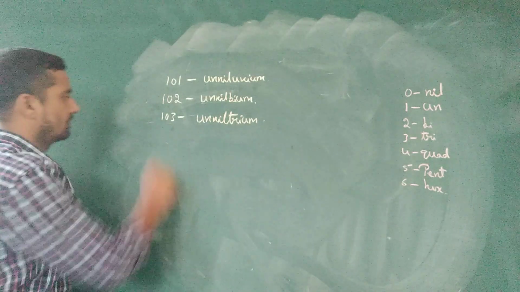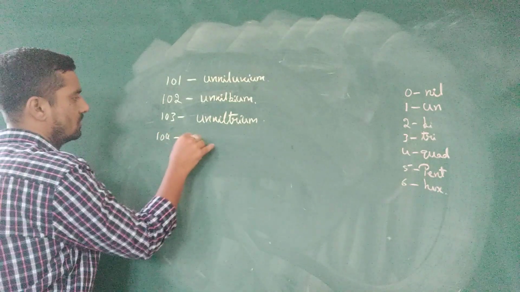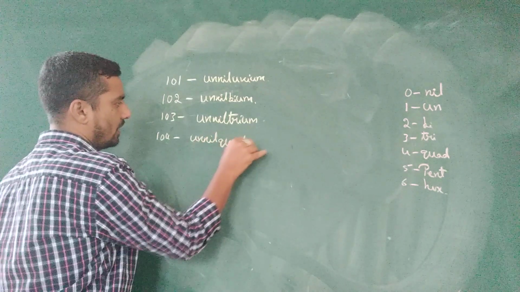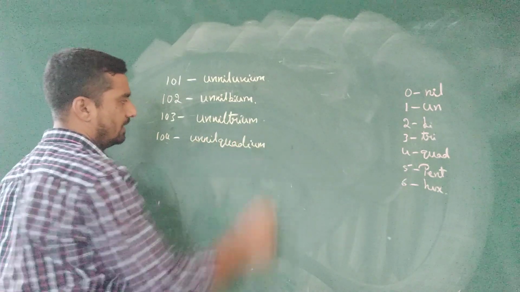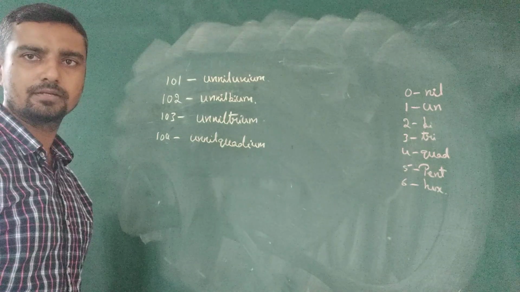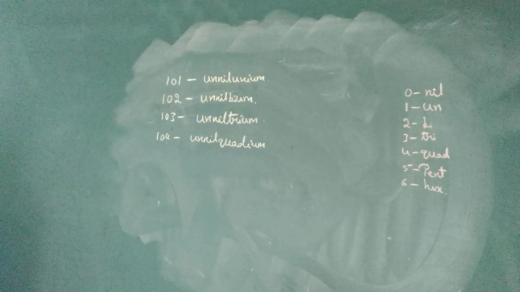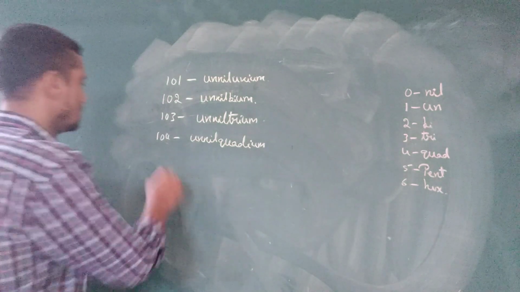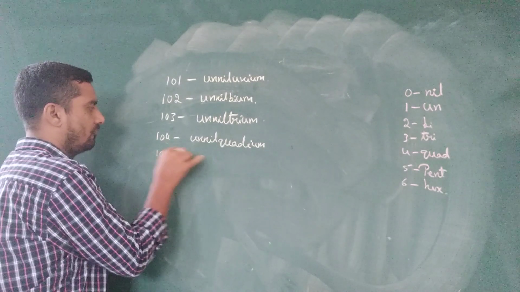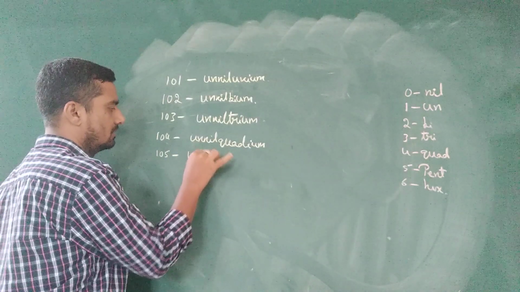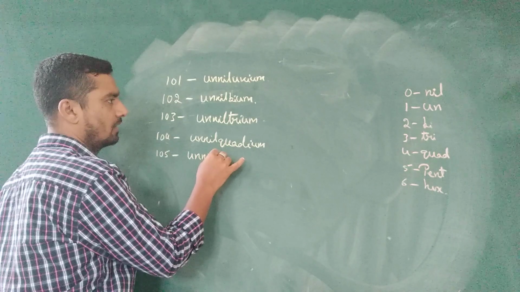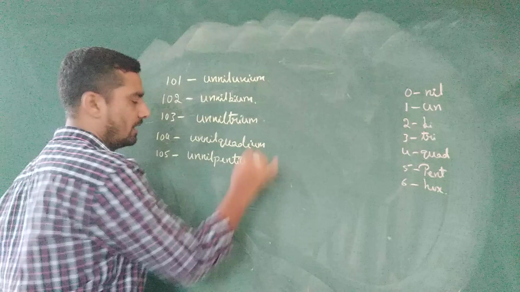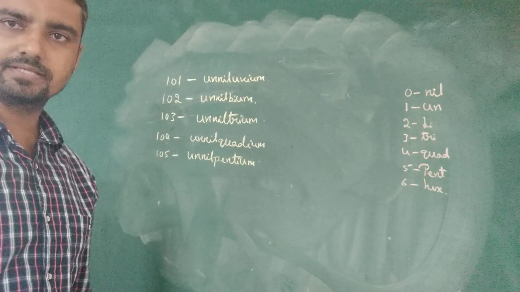For 104, that is unnilquadium. For 105, that is unnilpentium. It is very easy and very interesting.